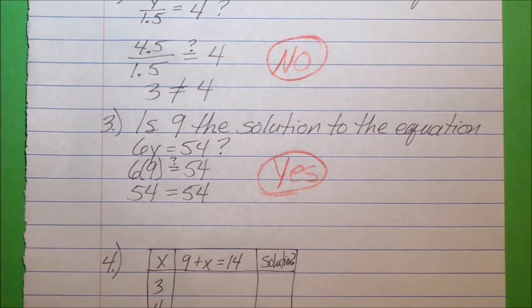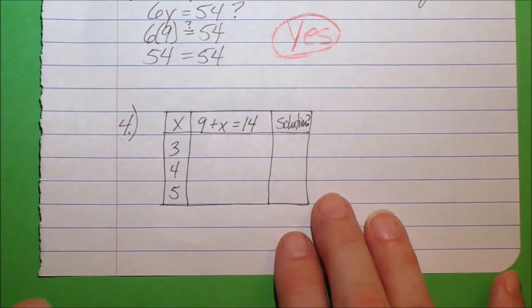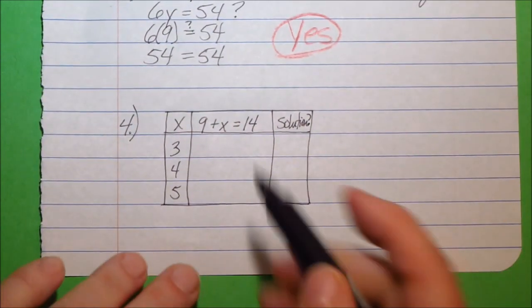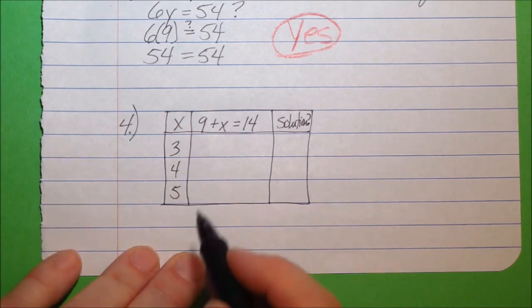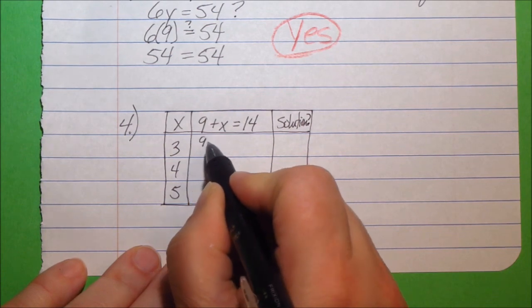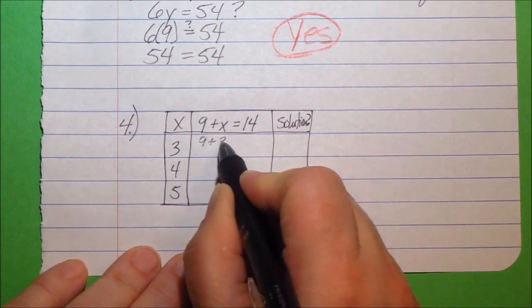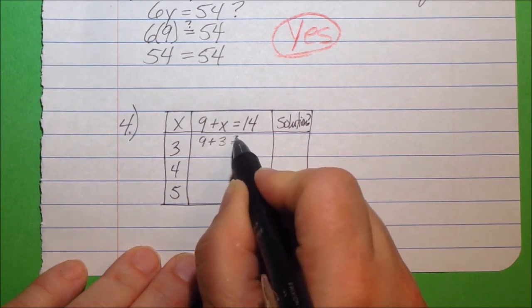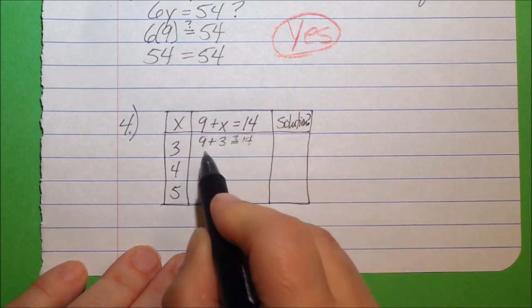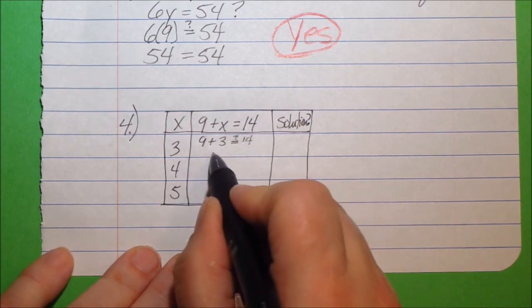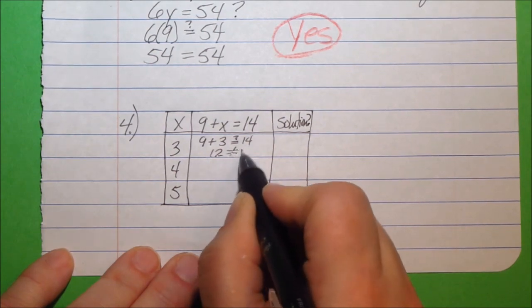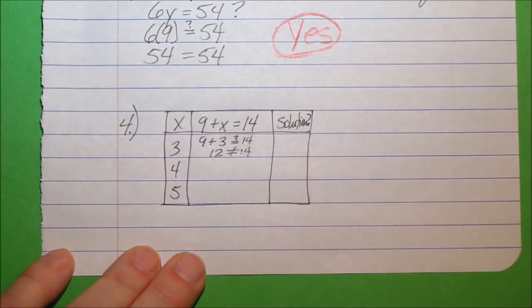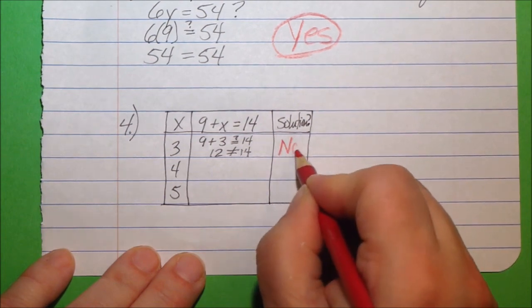All right? Okay, now let's do our table down here. Here we go. We have this equation, 9 plus x equals 14, and we're first going to try out 3 and see if it's a solution. So, 9 plus 3, is it equal to 14? Well, 9 plus 3 is 12, and that is not equal to 14. So the answer is no.